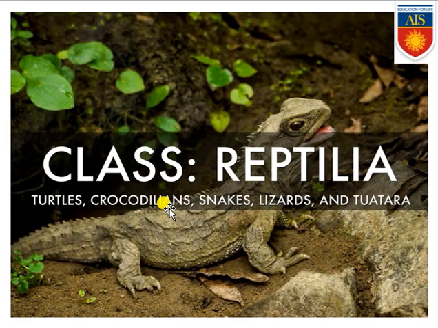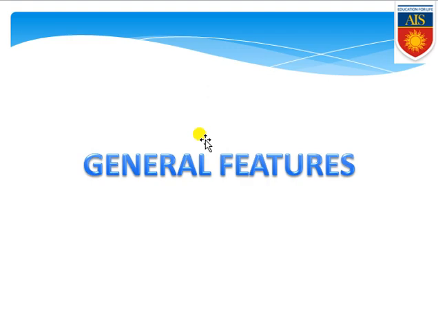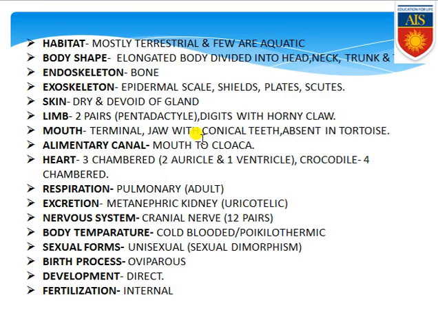Keep it in your mind: turtles, crocodiles, snakes, lizards and Tuatara. Tuatara can actually be called Phenodon. It is also like a lizard, but a little bit larger in size. So these specific organisms belong to class Reptilia. First of all, we need to know the general features of this class Reptilia.